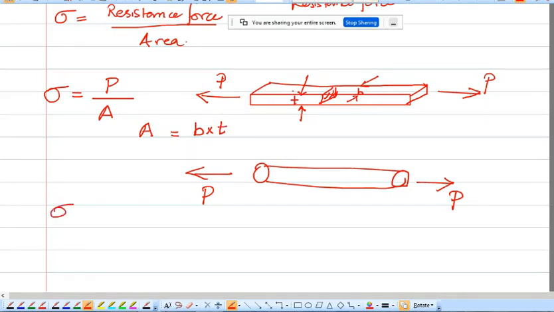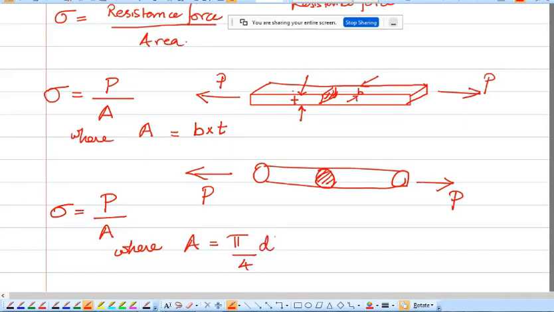If you are using the stress formula for a rod, then your formula will become stress is equal to P by A, where area A is given by the circular cross-sectional area. So area A is given by pi by 4 d square, where d is the diameter of the body.